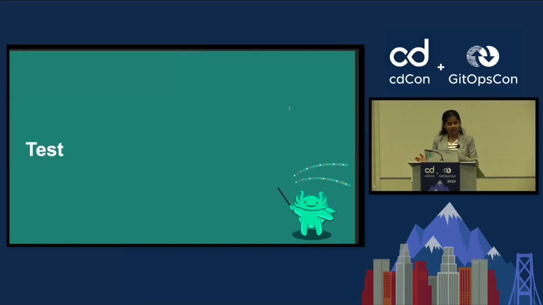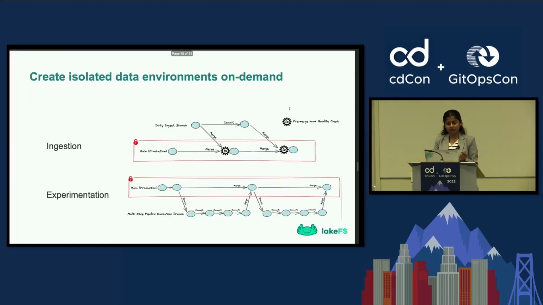Now, off to the next stage. Now we know how to version our data assets using a versioning engine. After the testing stage, what exactly do we need? We want to create these isolated data environments on demand. And isolated data environments are nothing but LakeFS branches, because every branch is an isolated environment for you to run whatever experiments or tests you want to run.